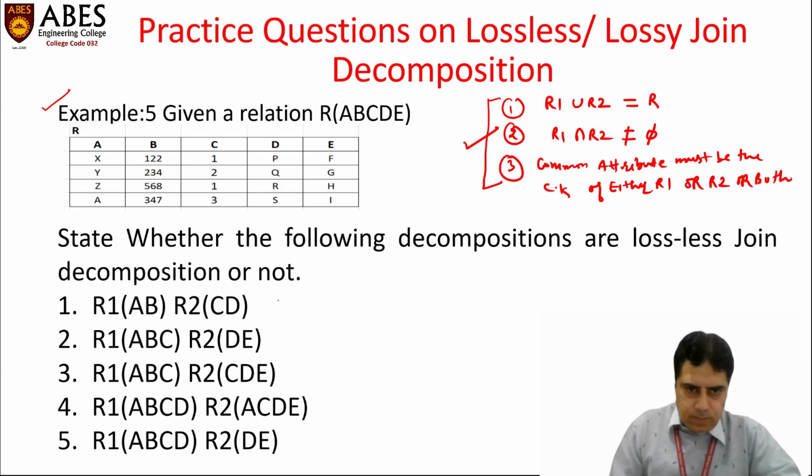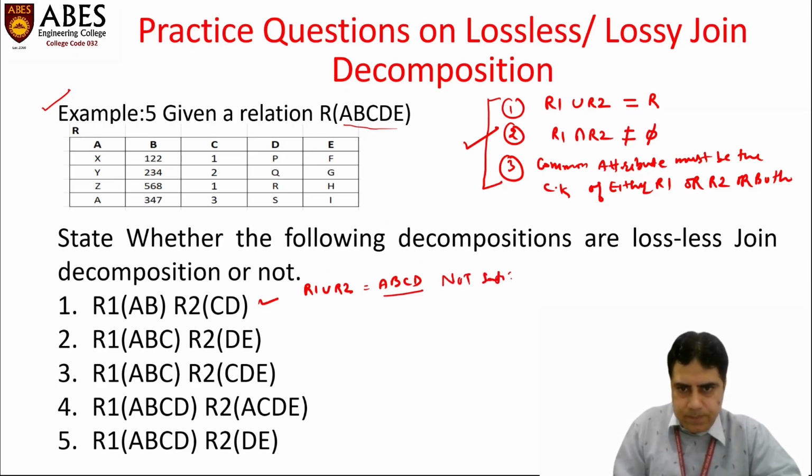So for the first question, this relation R is decomposed into R1 and R2. Attributes are A, B, C, D. Now check the first condition, R1 union R2. That is A, B, C, D. In the relation R, there are A, B, C, D, E. E is missing. So the first condition is not satisfied. So we can say that the given decomposition is not lossless.